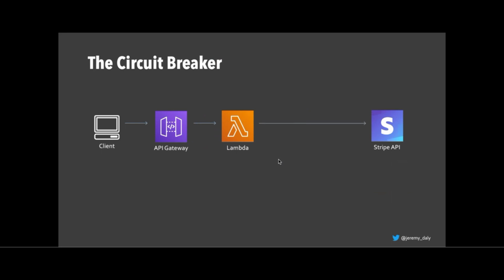Essentially, if we had a nice happy path, right, we call the Stripe API, it responds back to our customer, and everyone is perfectly happy. But like we said earlier in the presentation, everything fails all the time. So what do we do if this happens?